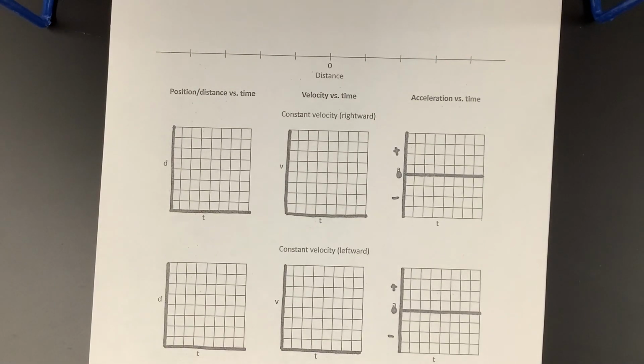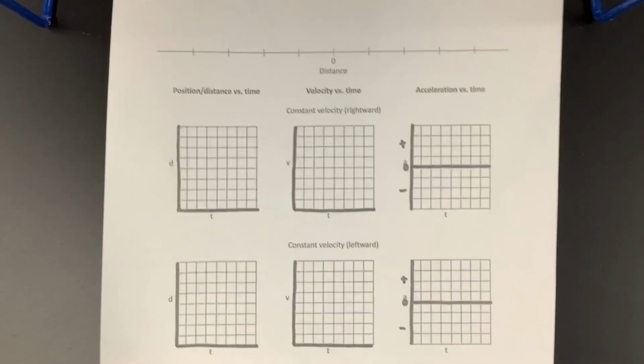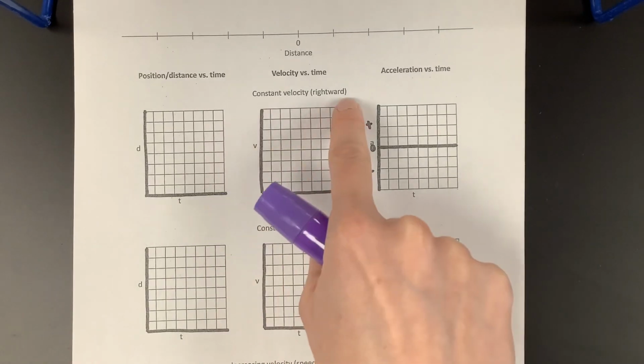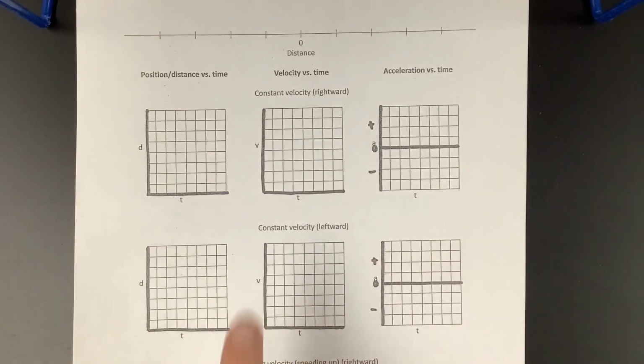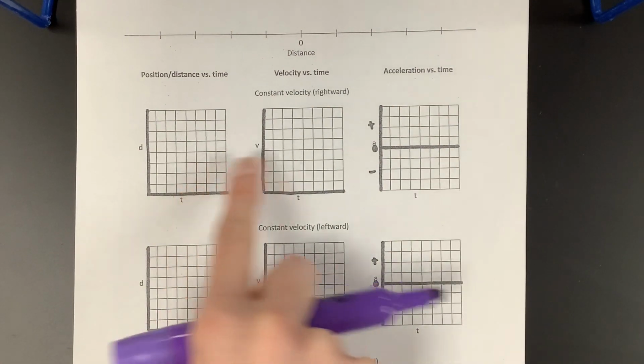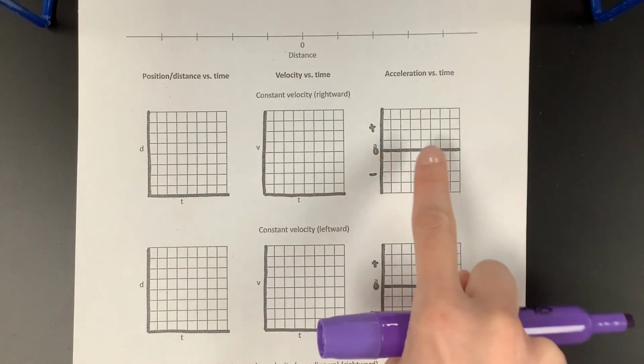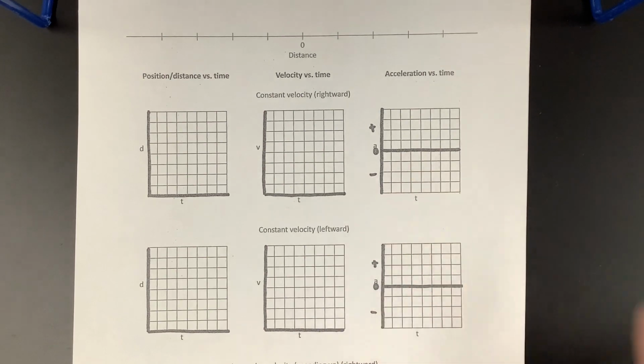Let's look at some more examples right here. So here are situations right here, and looking at those situations, we want to be able to draw the distance versus time, velocity versus time, and acceleration versus time graphs.